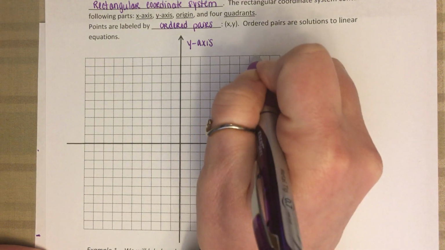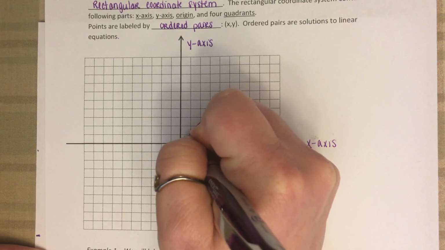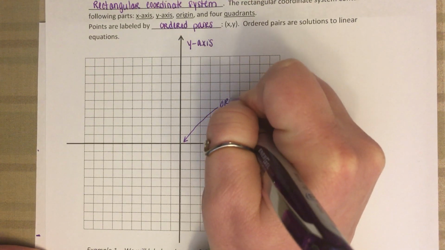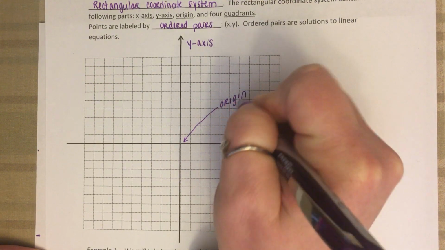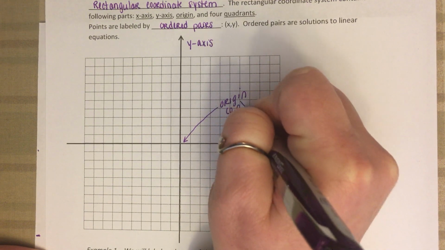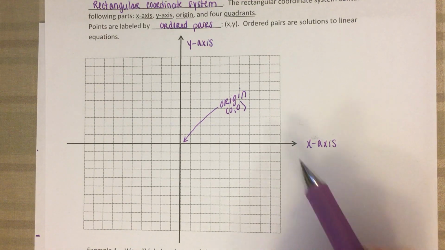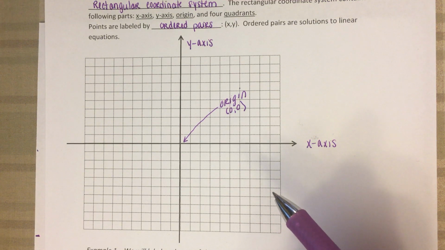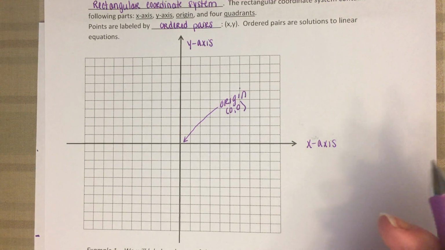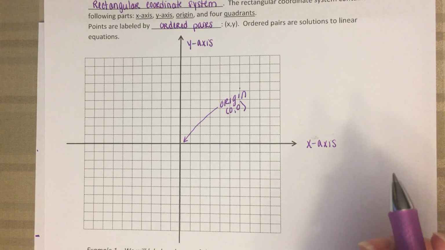The point in the middle is our origin. And our origin is the ordered pair represented by 0, 0. We don't move to the left or right at all. We don't move up or down at all. So our origin is right there in the middle. Our graph naturally separates itself into 4 different pieces. These 4 different pieces are what we call our quadrants, the prefix quad meaning 4.